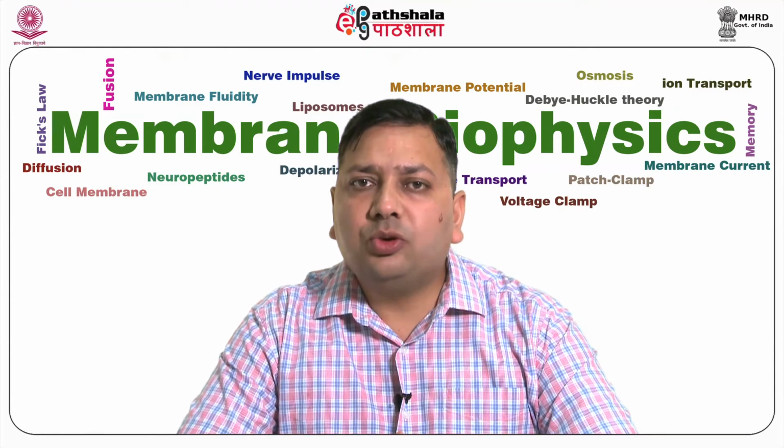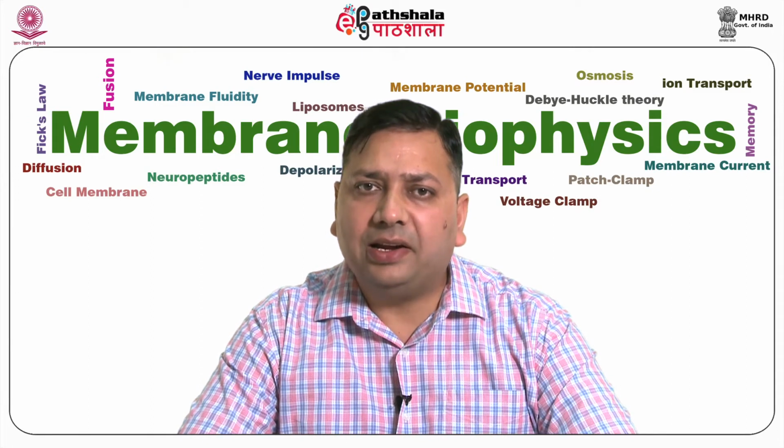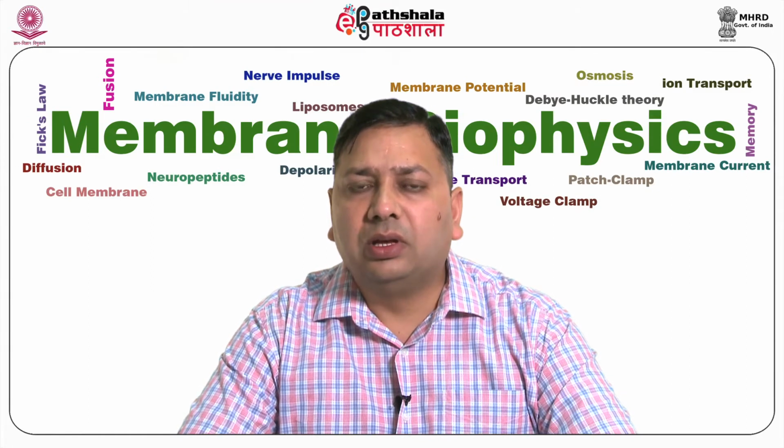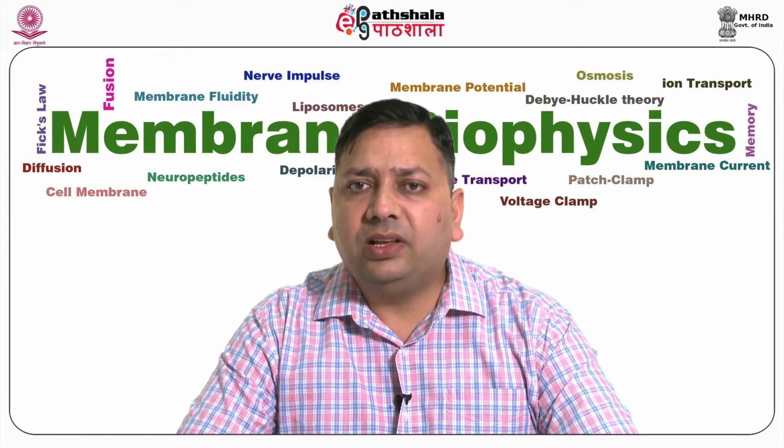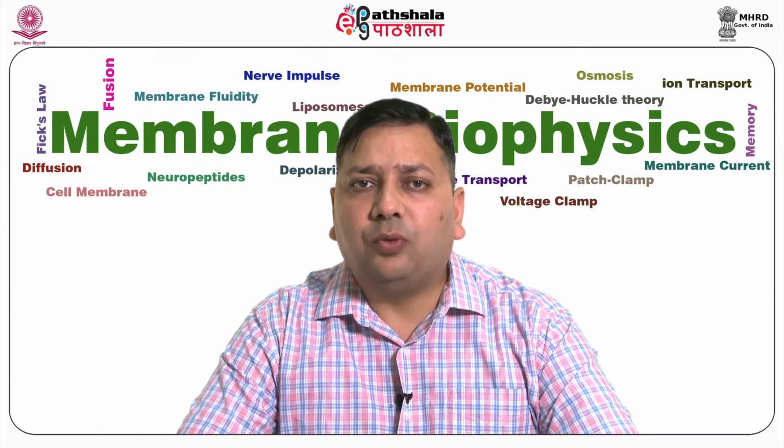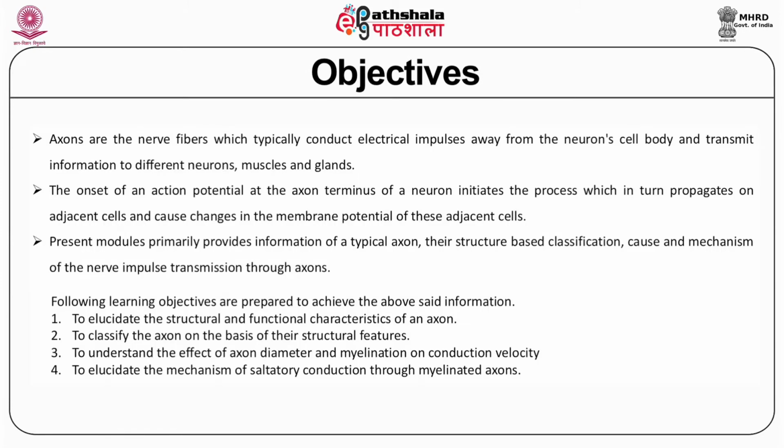Today I am going to talk about a module entitled "The Axon and the Resistance, Myelinated and Unmyelinated Axons." This module is placed in the paper Membrane Biophysics. Now coming to the axons, basically the axons are the nerve fibers which typically conduct electric impulses away from the neuron cell body and transmit information to different neurons, muscles and glands.